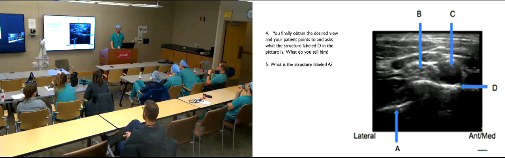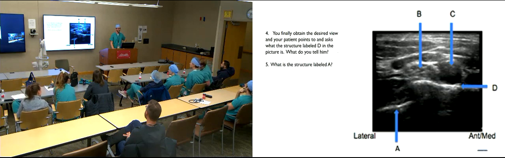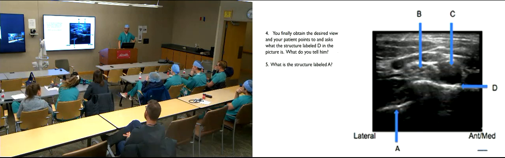So you finally obtain the desired view, and your patient points to and asks what the structure labeled D in the picture is. What do you tell the patient? Or A. Oh, sorry. D. Start with D and then we'll go to A. Sure, the rib. Correct. So D is the first rib. And then what is A then? Correct. Just for completion's sake, what is B?